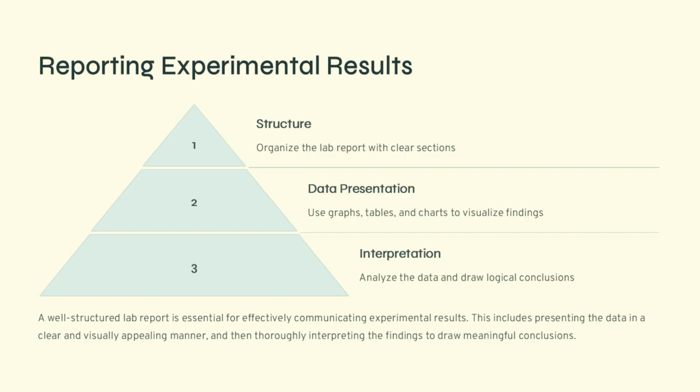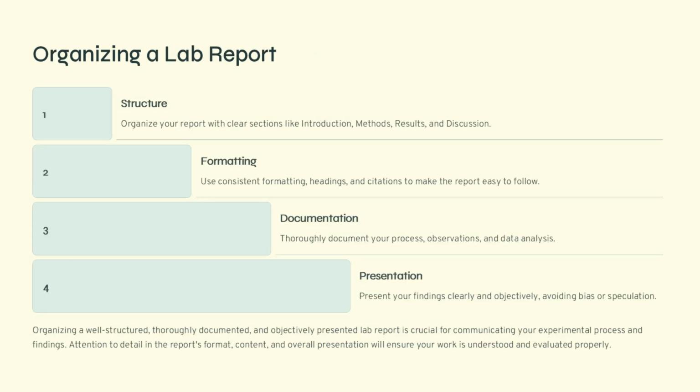The structure of a lab report is crucial for effectively communicating experimental results. Key components include organizing the report into clear sections. Data should be presented visually through graphs, tables, and charts to help the audience understand the findings. Thorough analysis and interpretation of the data is necessary to draw logical conclusions from the experiment. A well-structured lab report allows the audience to follow the flow of the experiment and grasp the significance of the results.